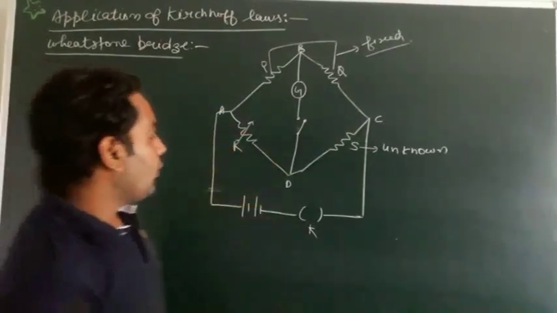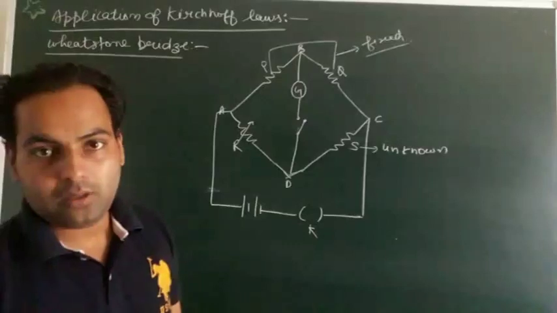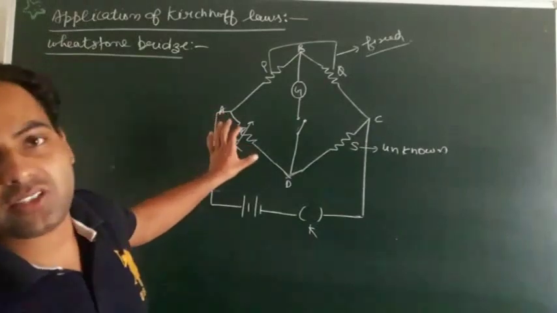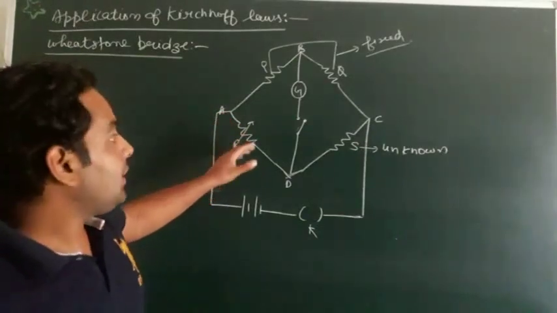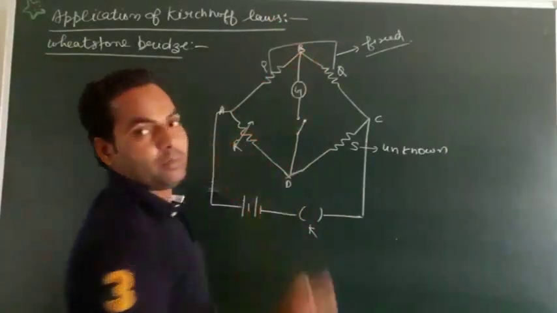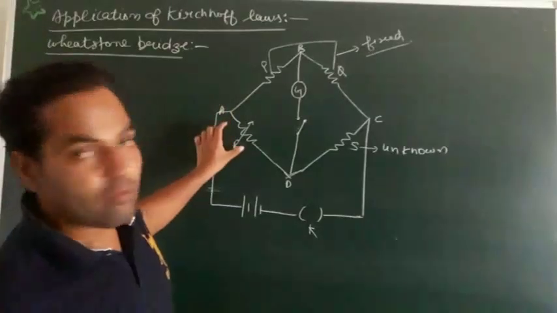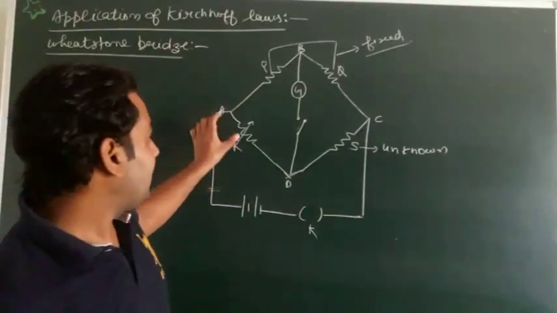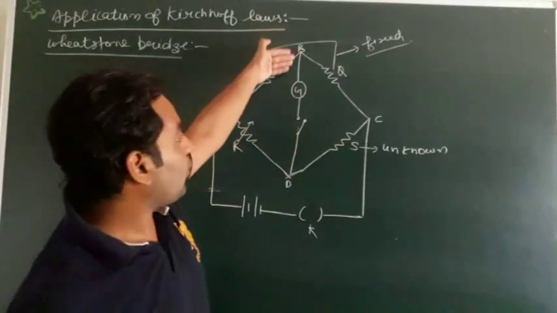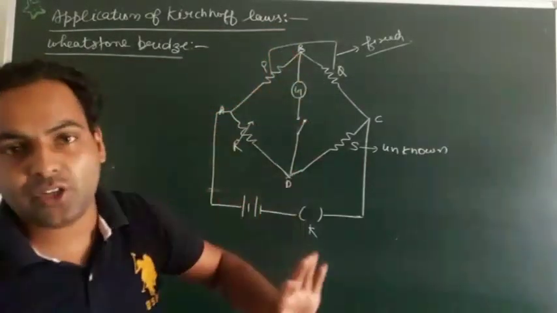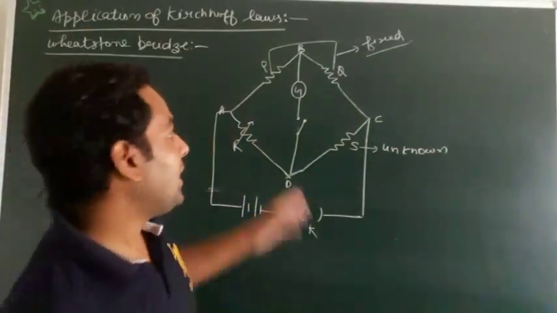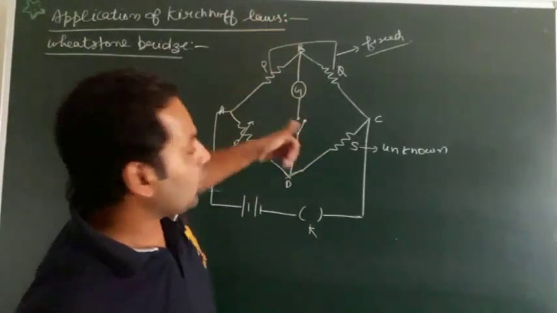Now what is its principle? Its principle is that we have to change the value of the resistance R in such a way that the galvanometer shows no deflection, meaning no current flows through the arm of the galvanometer. Means we have to vary the value of R in such a way that no current flows through arm BD. When no current flows through arm BD, the galvanometer shows no deflection. At that time, the bridge is said to have reached the balance point. So what is the balance point? Balance point means no current flows through the arm BD.